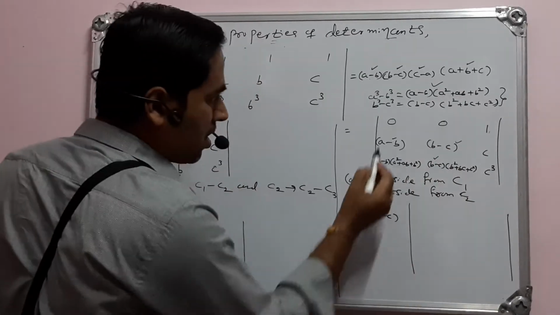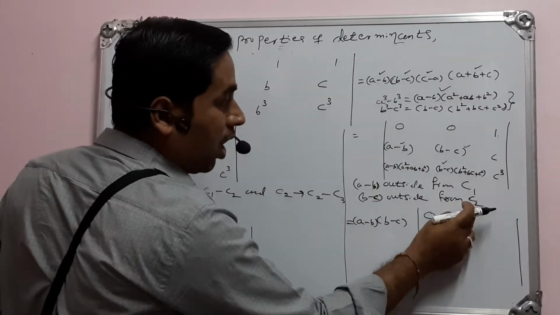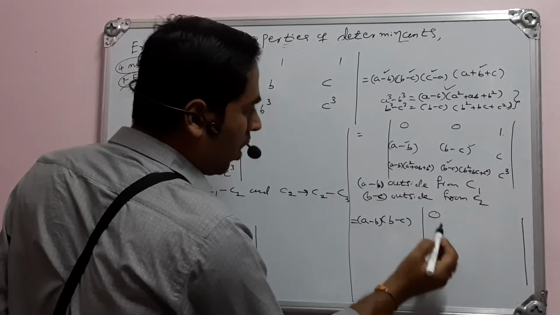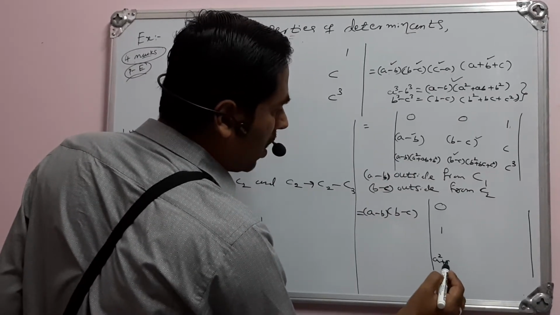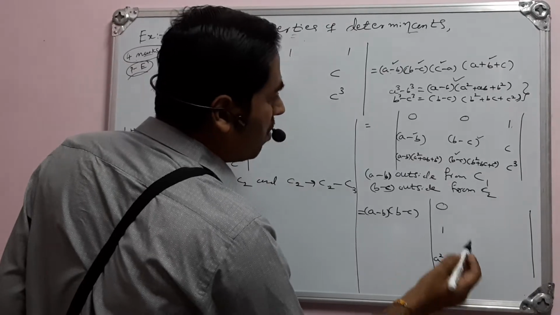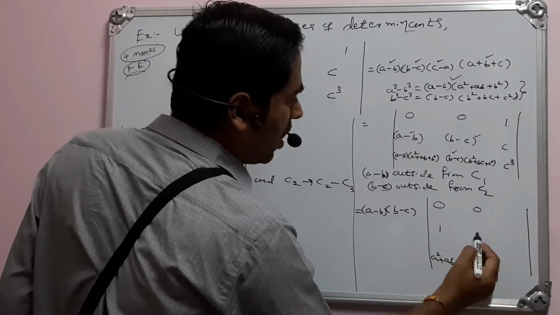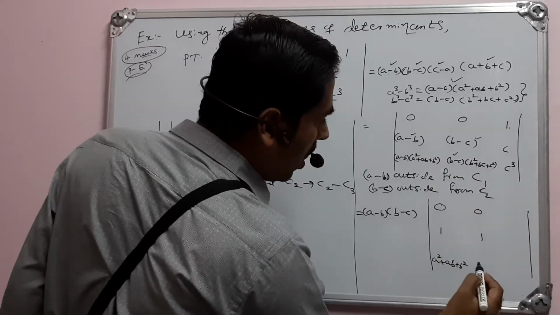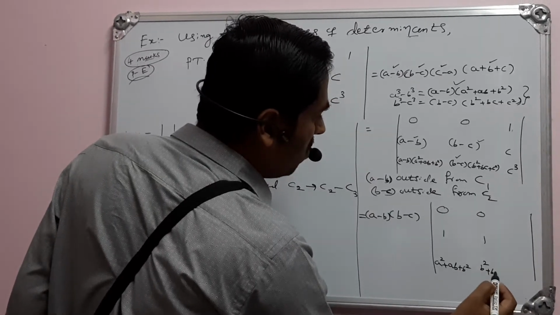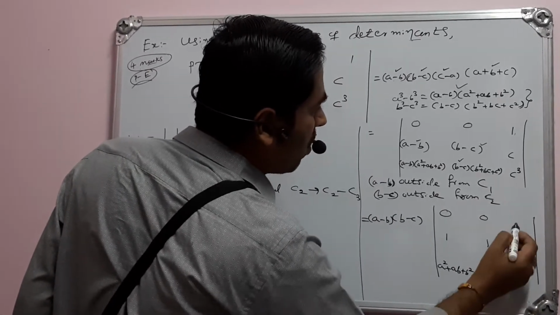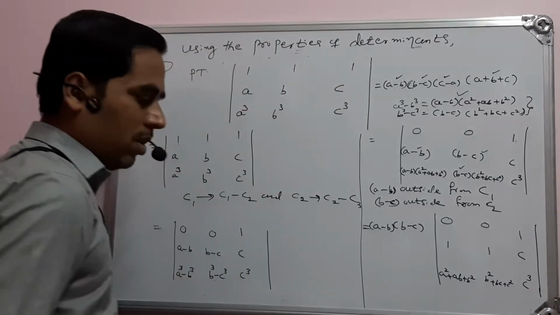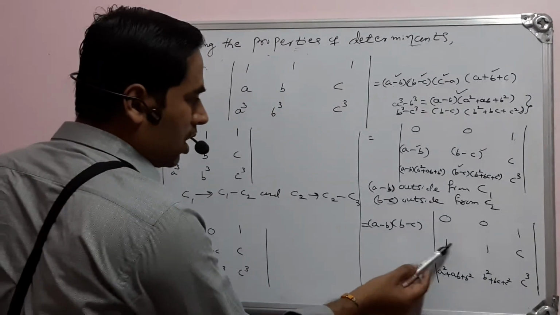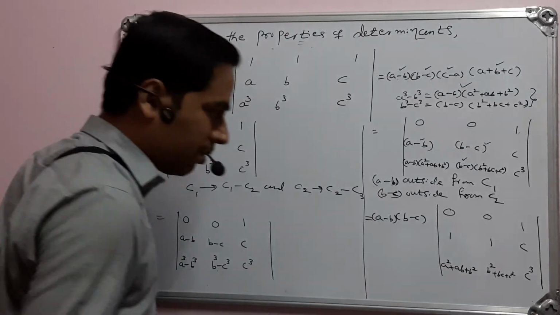Here column wise, I have taken from columns, not the rows. So a minus b is outside, and we will get 0, 1, a square plus ab plus b square. Then in the second column, that is 0, 1, and b square plus bc plus c square, and this 1, c, c cube is as it is. See, these two elements have been reduced to 1.